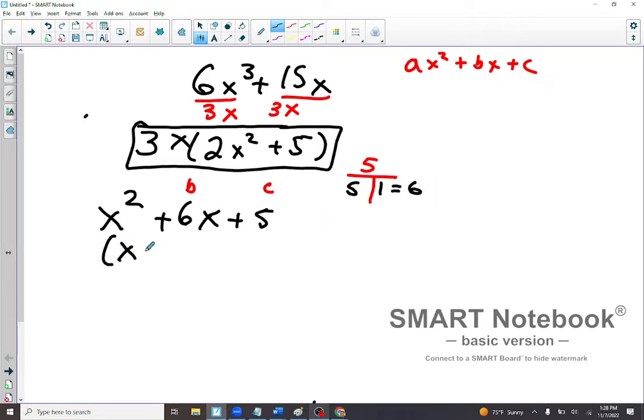So when you do this, you're going to rewrite it as x plus 5 and x plus 1. If you were to FOIL this, you will get back your original answer. You could always check your work by FOILing it back.